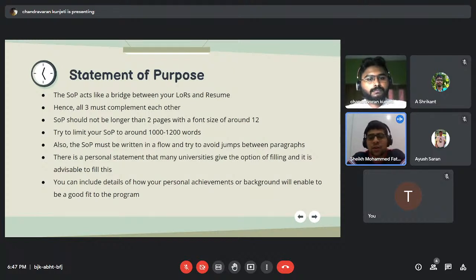And this is a very important point: try to limit your SOP to 1,000 to 1,200 words. This is because quite a few universities actually ask you to have a word limit of around 1,000 words in your SOP, and the word reduction could really help in that case. And you must also write the SOP with a good flow.